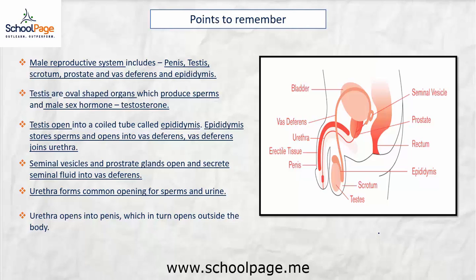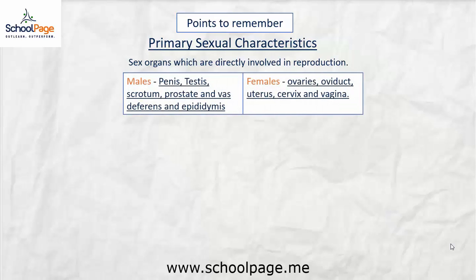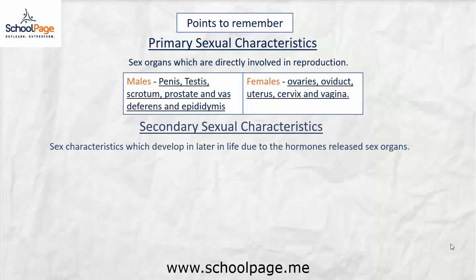Now let us revise the sexual characteristics of humans. Primary sexual characteristics are sex organs which are directly involved in reproduction. Like for example, in case of males, it's penis, testis, scrotum, prostate, and vas deferens. So all these are directly involved in reproduction. And in case of human females, it's ovaries, oviduct, uterus, cervix, and vagina. Secondary sexual characteristics are those which develop later in life due to the hormones released in sex organs.